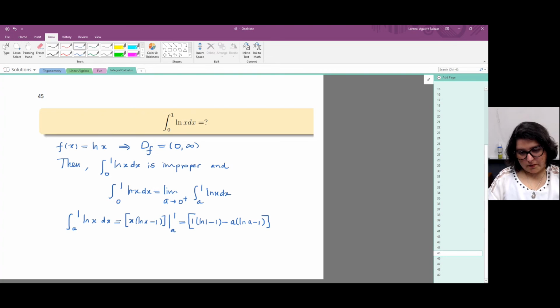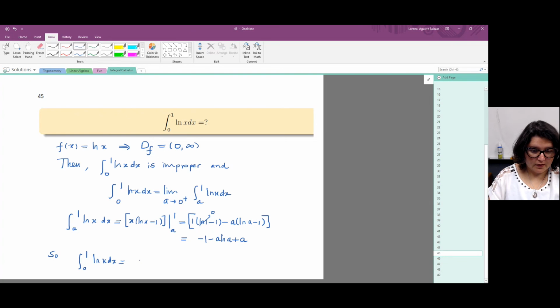And after we do some algebra, what we get here is negative 1, since ln of 1 is 0, and then minus a times ln of a, and then plus a. So what we're saying is that the integral from 0 to 1 of ln of x dx is the limit as a goes to 0 from the right of negative 1, minus a ln of a, plus a.